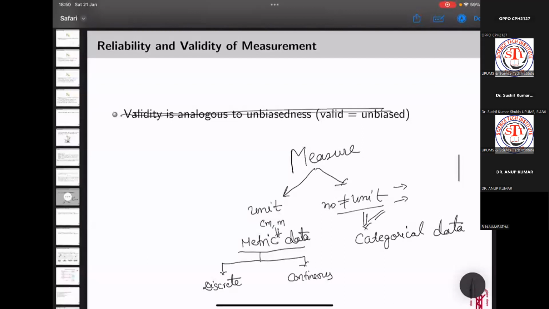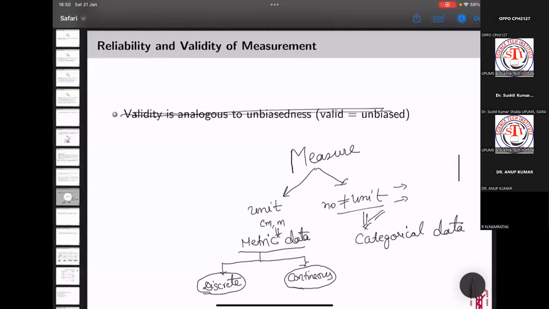Okay. Now, if the possible outcome of the measurement is countable, that is termed as discrete metric data. If the possible outcome is uncountable, that is termed as continuous metric data.